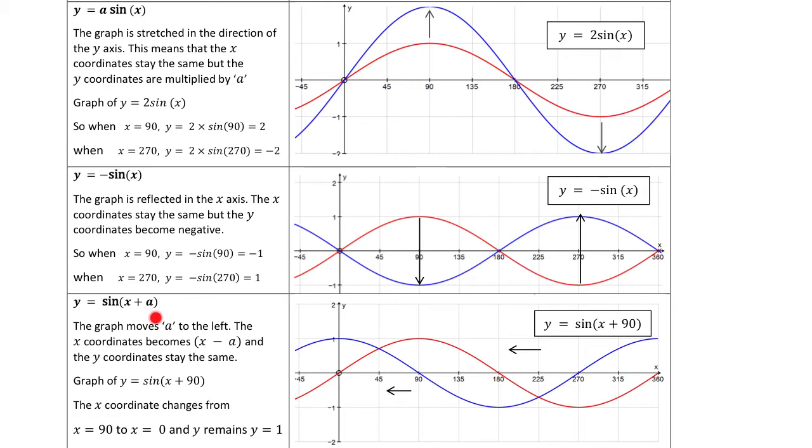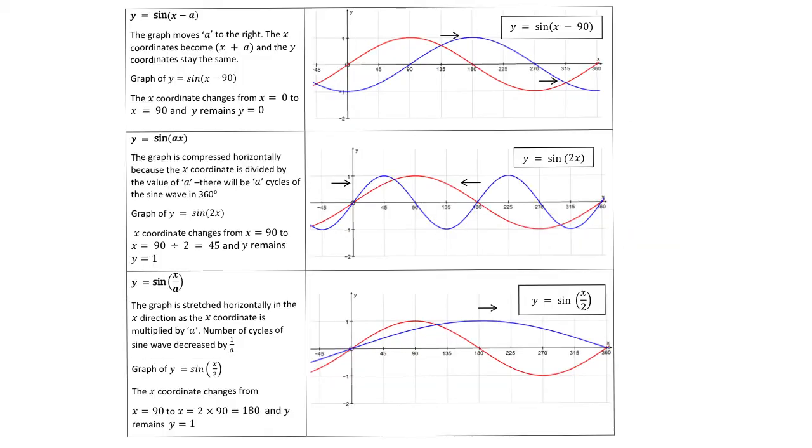And for the sine of x plus a, which is the sine of x plus 90, that's going to translate it parallel to the x-axis to the left. So the red line is the sine graph. So if we go to 90 and 1, it's been translated 90 degrees to the left. 180 and 0 is then mapped onto 90, 0, and the same applies for all points.